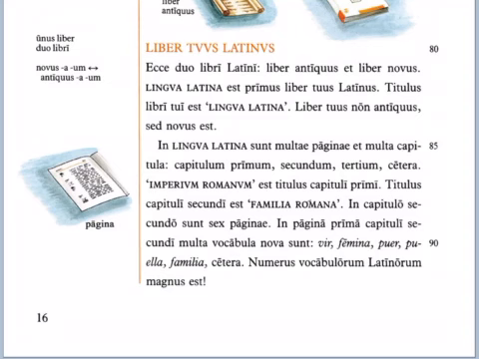In capitulo secundo sunt 6 paginae. In the second chapter, there are 6 pages. In pagina prima, capituli secundi, multa vocabula nova sunt. On the first page of the second chapter, there are many new words. Vir, femina, puer, puella, familia, cetera. Vir, meaning man, femina, meaning woman.